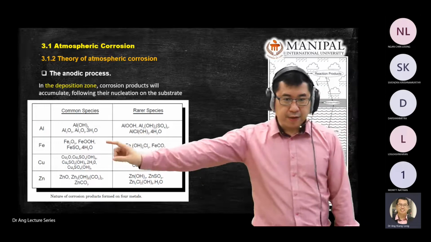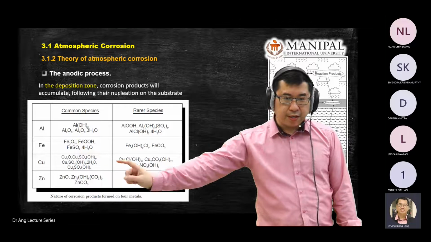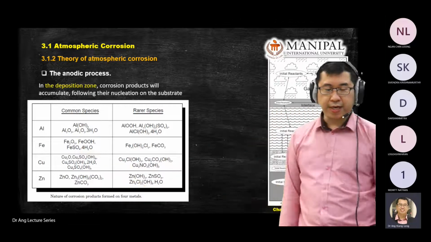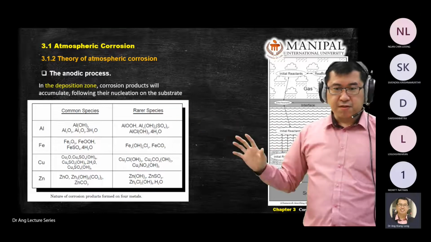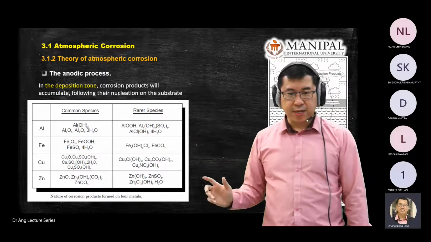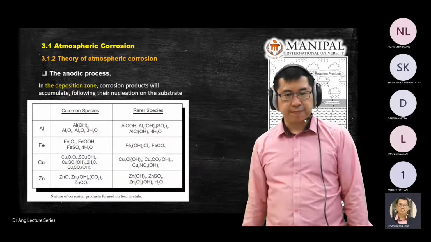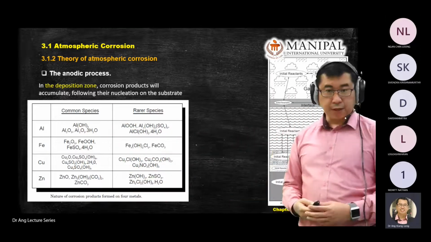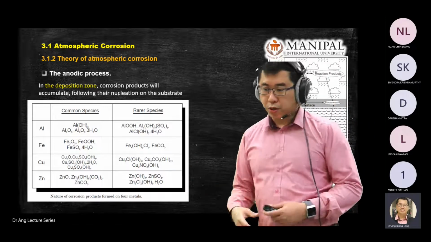So if you have ferrum, you have FeO, and so on. Copper, you have this one. Zinc, you have this one. Okay, so you can read from this table. Rarer species means sometimes you can find them, sometimes they're not there, right? But the common ones are all these. Now this table is important if you go into corrosion research.